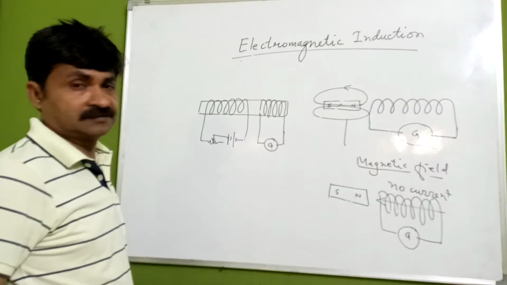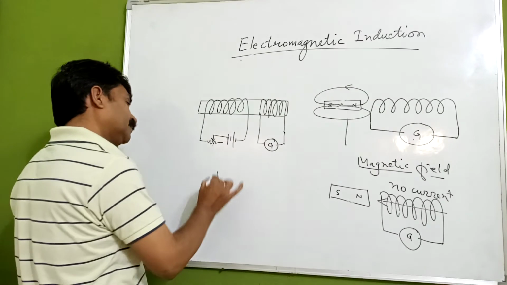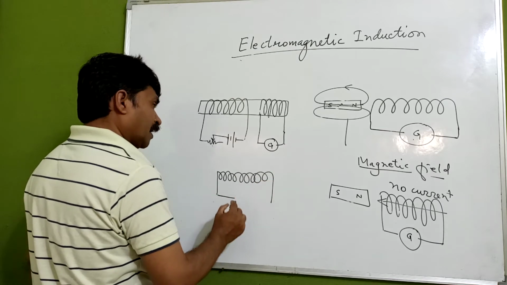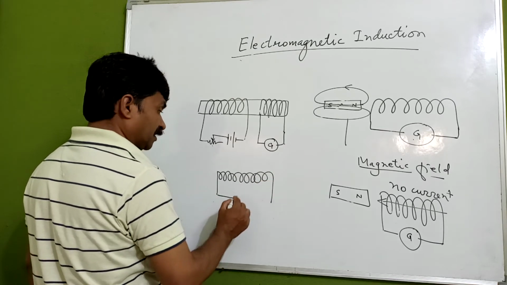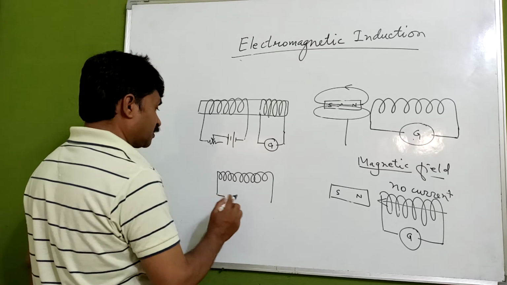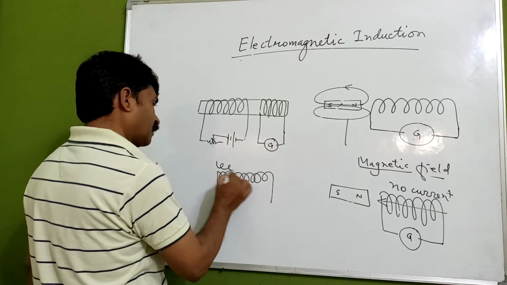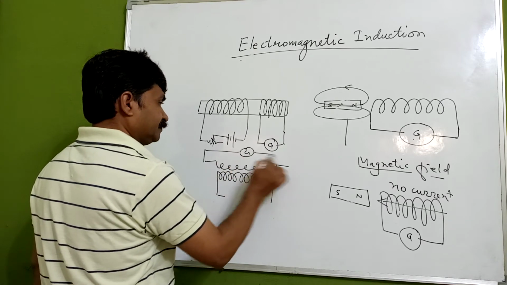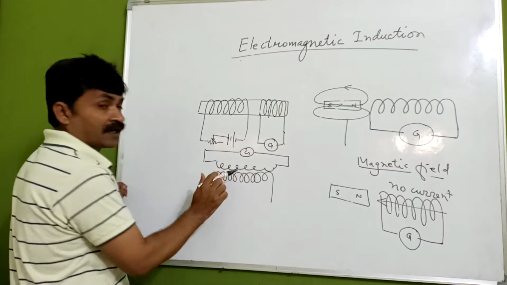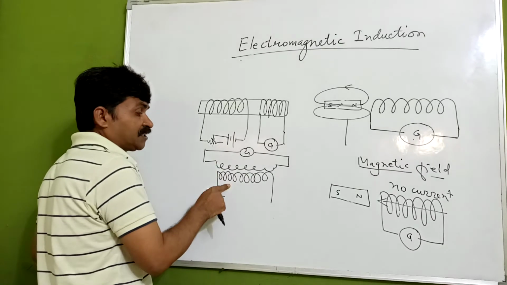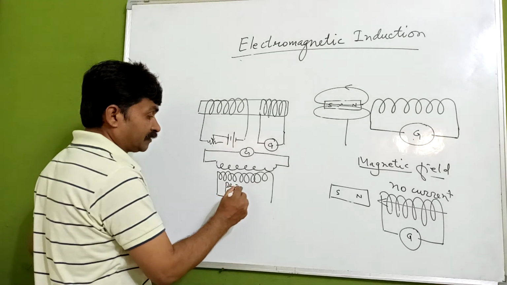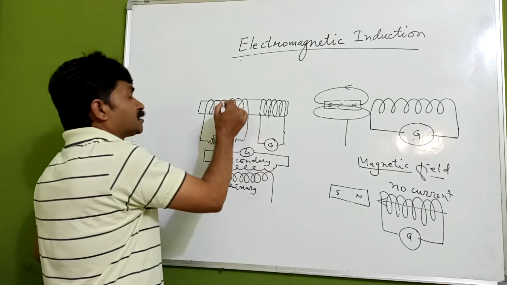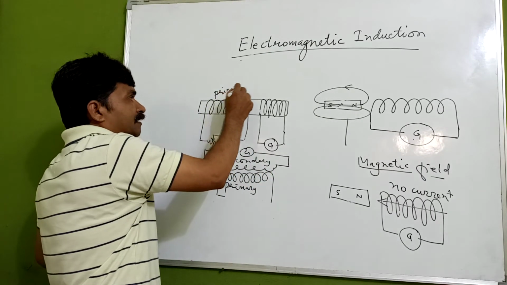And because of this EMF there will be a flow of current, so we can call it a self-induction. Now if we take another coil, and we make a variable current flow through it, a change in the current is there. And we are keeping a coil near it, in the vicinity of the first coil. We can call the first one the primary, and this is the secondary one.